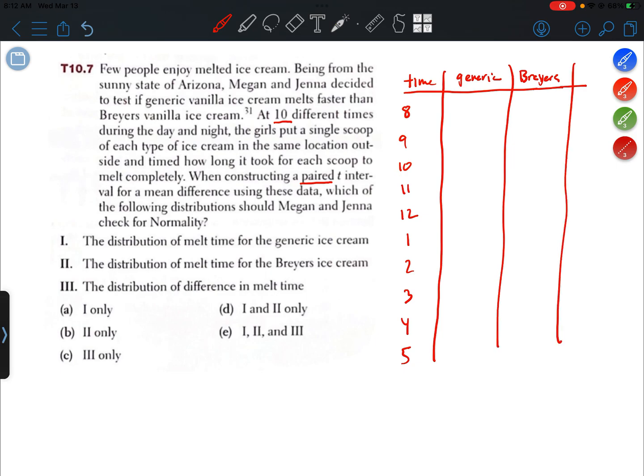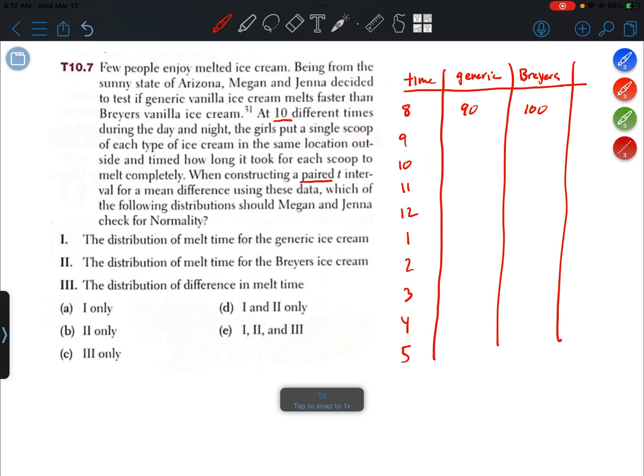Okay. So let's just say, I'm just going to make up some numbers. At 8 a.m., the generic ice cream took 90 seconds to melt, and the Breyer's ice cream took 100 seconds to melt. Okay. And then the difference would be, depending on which order, let's do generic minus Breyer's, it would be negative 10.